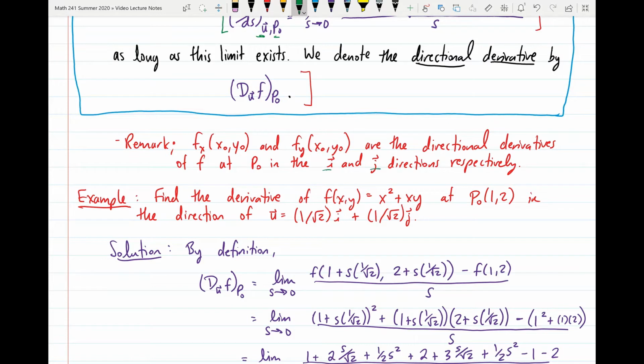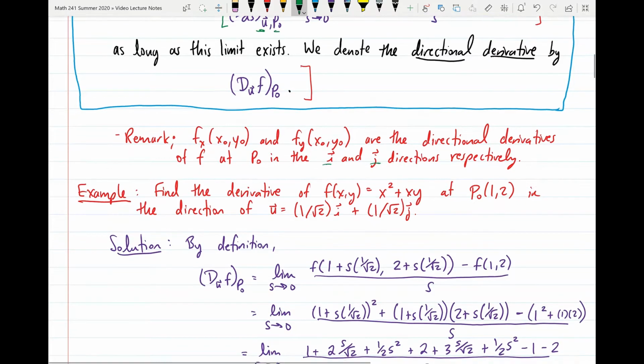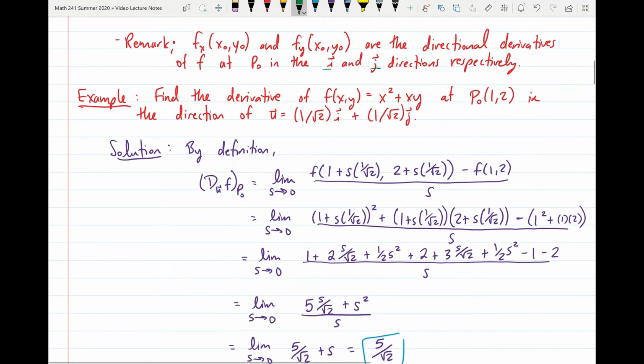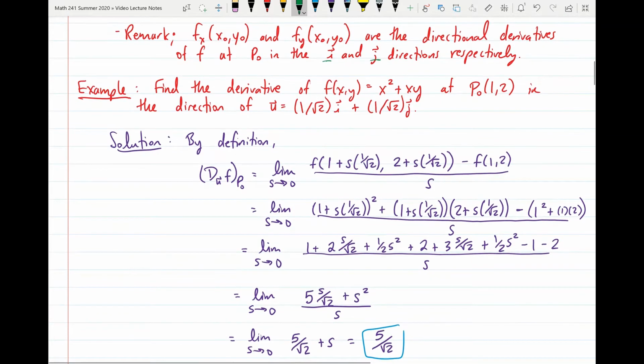So as I already said, the partial derivative with respect to x is the directional derivative where we are approaching the point in purely the x direction. The partial derivative with respect to y is the directional derivative where we approach the point in purely the y direction. So let's move on to our first example where we are calculating a directional derivative.